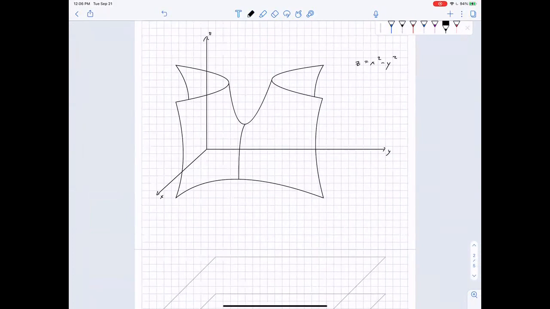Plus some constant, you probably have to change x minus something, I don't know. So it's centered somewhere else, but up to some translation, it's something like this.